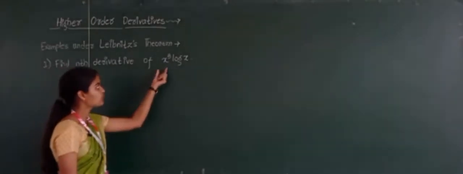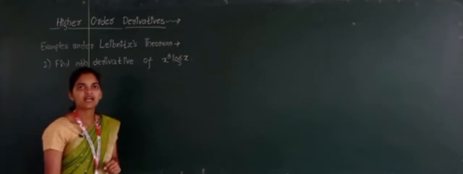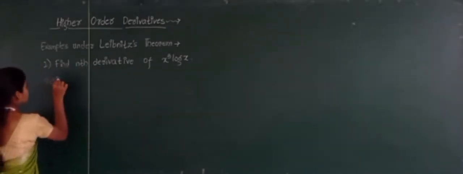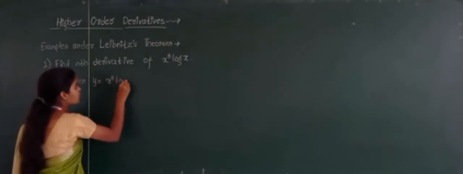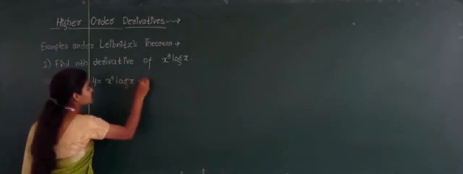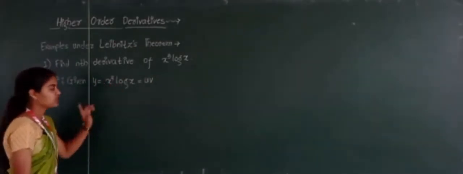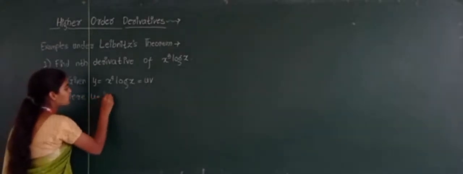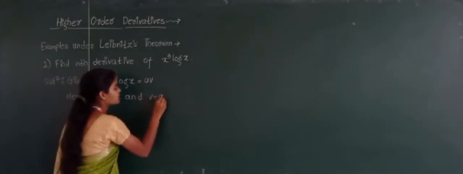So it is in the form of u into v. For here to get the nth derivative we will apply Leibniz theorem. Take down the solution: the given function I will take as y, that is y is equal to x cube log x, and this is equal to u into v. So here we have to choose u and v. Here I will write u is equal to log x and v is equal to x cube.